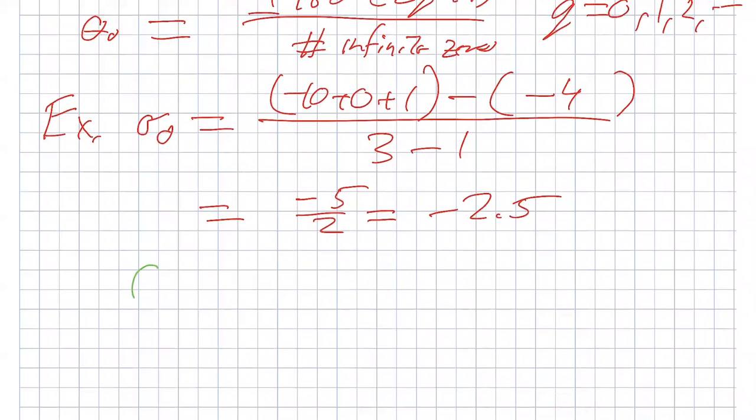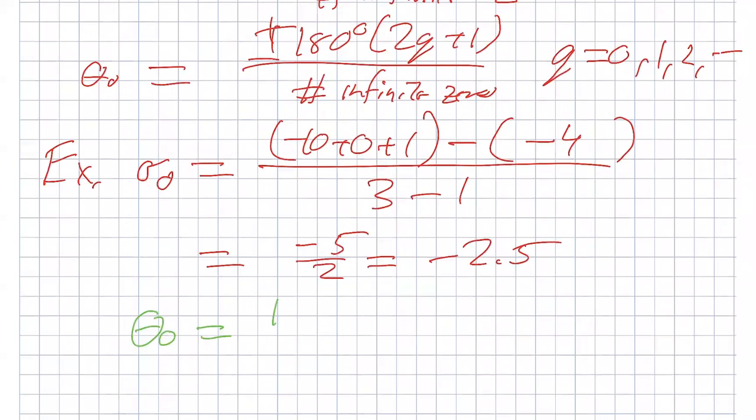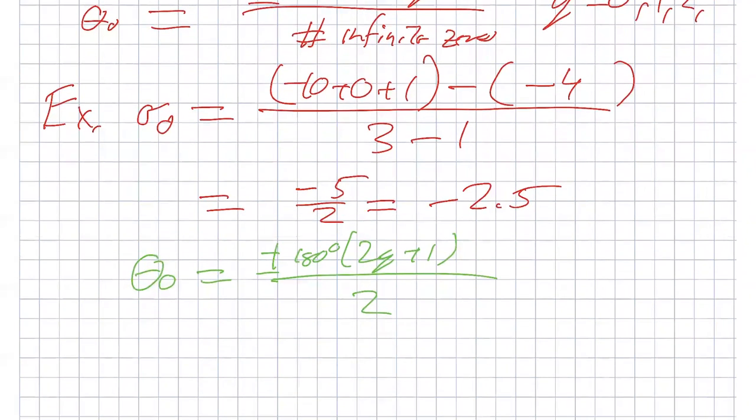So now we just need to find out what the angles are. So theta naught is equal to what? Plus or minus 180 degrees, 2q plus 1, divided by the number of infinite zeros, and I have 2 infinite zeros. So I've got to find two angles, right? Because I've got 2 infinite zeros. So if I divide by 2 here, I've got plus or minus 90 degrees, 2q plus 1.